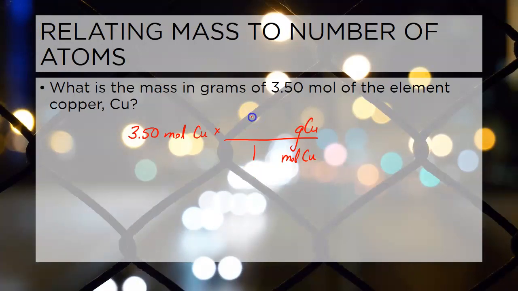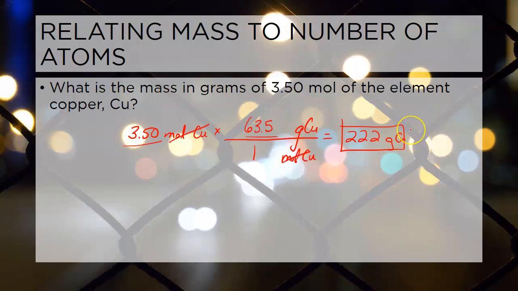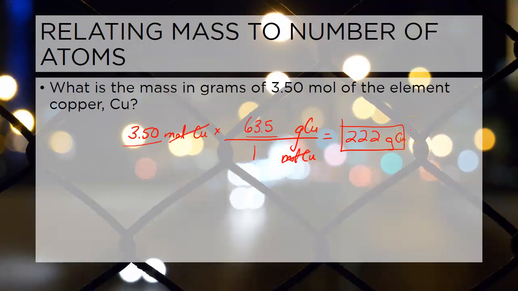(63.5), and since I have 3 sig figs, I take 3.50 times 63.5, and I believe that gives me 222 grams because the moles cancel out. So 222 grams is my final answer. And you can write copper there. When we have different elements in the future, it might be helpful to keep that straight.